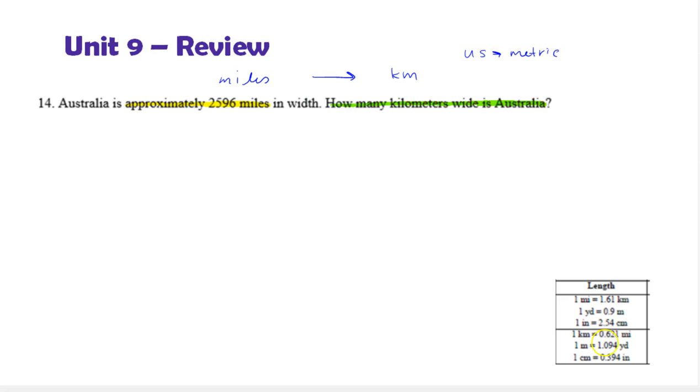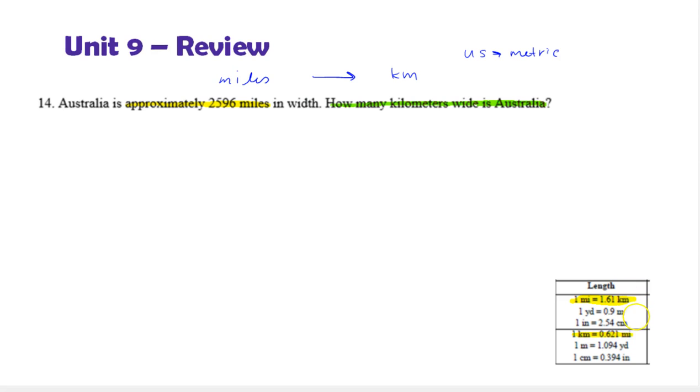Now we have some conversion relationships down here, conversion equations. We want one that relates miles to kilometers, and there's actually two of them. 1 mile equals 1.61 kilometers. 1 kilometer equals 0.621 miles. And we can use either one. But just note that both of these conversions are approximations. Chances are that if we use a different one, we'll get a very close but different answer.